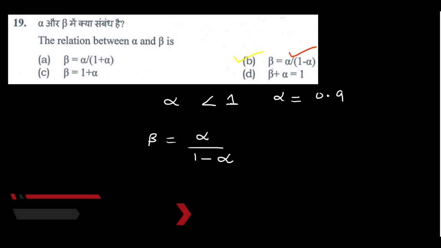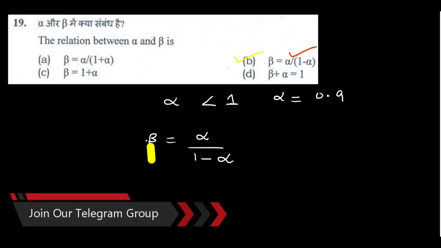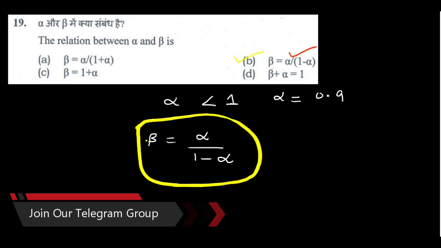Beta equals alpha divided by 1 minus alpha. Alpha usually, let us take it as 0.9, alpha equal to 0.9. Then you will get a high value. So this is the relation between alpha and beta: beta equals alpha divided by 1 minus alpha. That is, option B is the right answer.